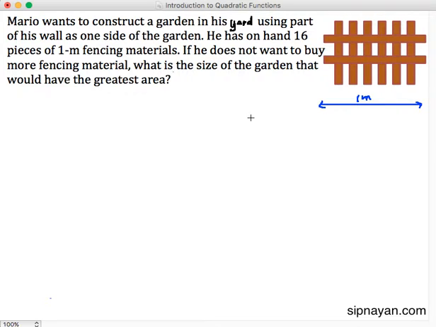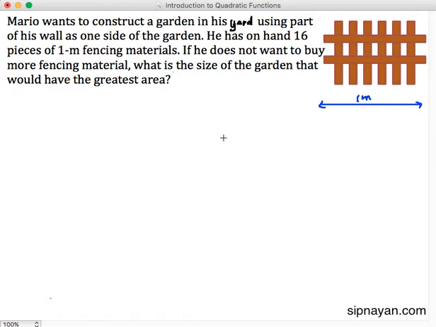Now, kung mapapansin niyo, meron tayong drawing dito ng kanyang fencing materials. Ang size nito ay 1 meter. Yung sinasabi niyang 1 meter dito, no? So, meron siyang 16 nito. So, from here to here is 1 meter. Ang gagawin niya, ibabaon niya ito sa lupa para magkaroon ng fencing materials niya.